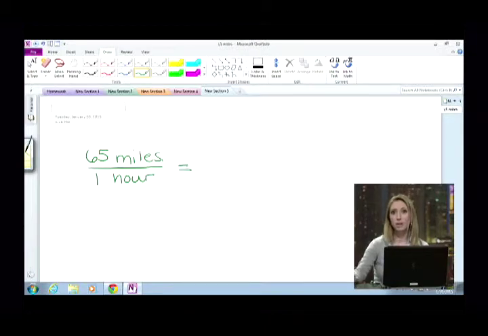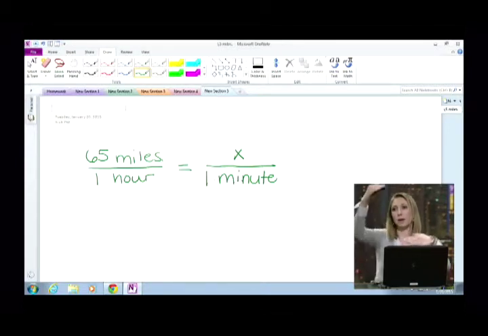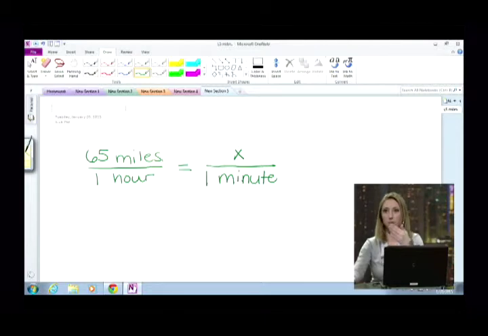I know that this car is going 65 miles in 1 hour. And then I also want to know how far it is going in 1 minute. When you set up your proportion, you want to make sure that if you put time on the bottom, it goes on the bottom of both ratios, on both sides. I couldn't put time on the bottom on the left side and then time on the top. It's just not going to work out for you. So I put X on my numerator because that's what I don't know.